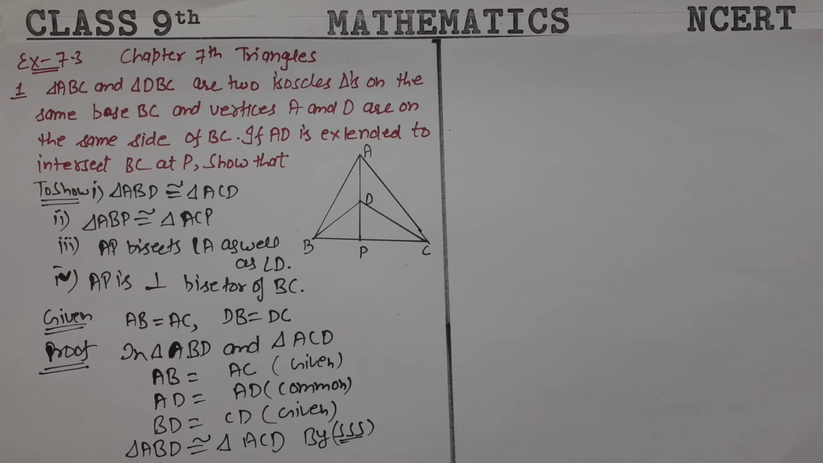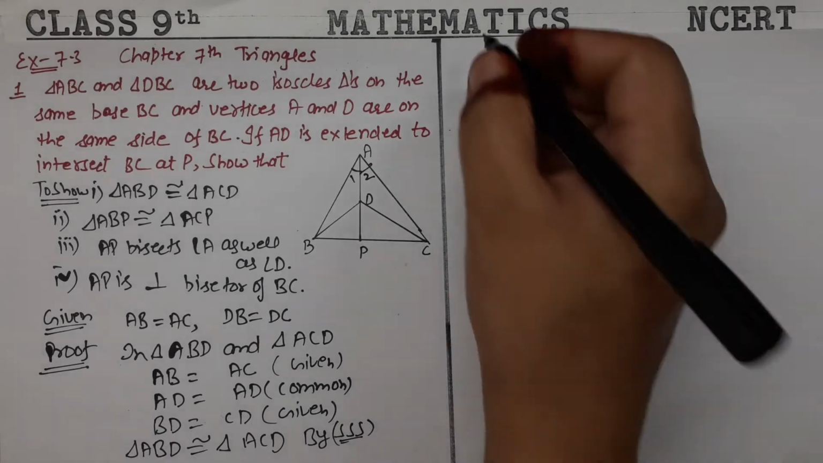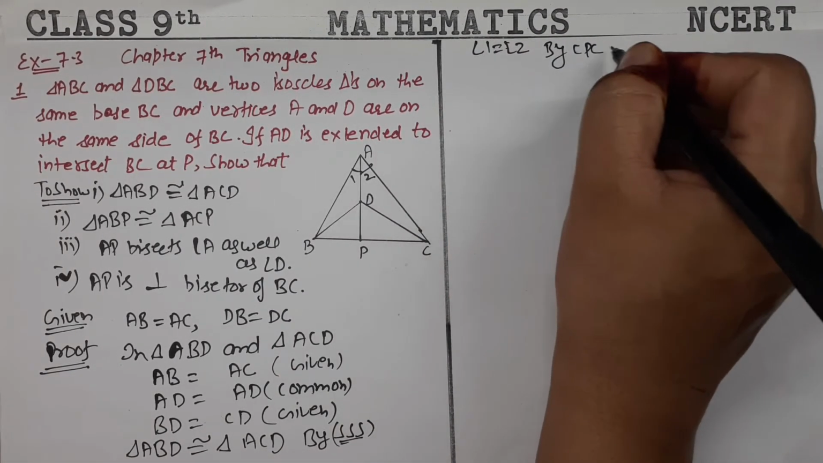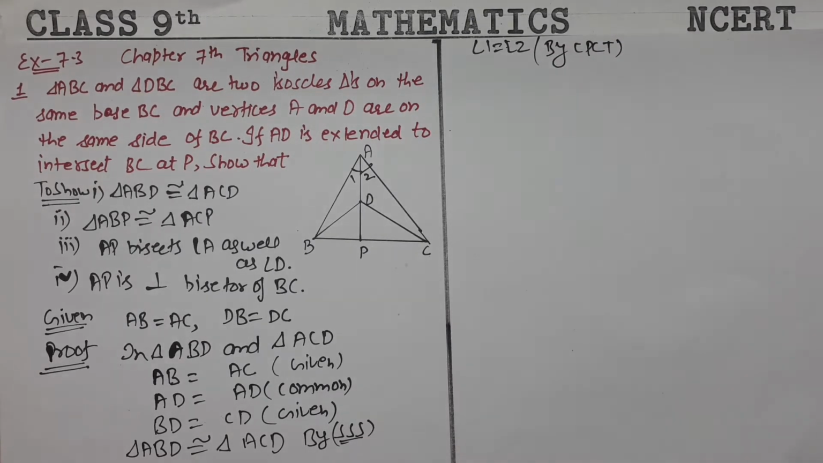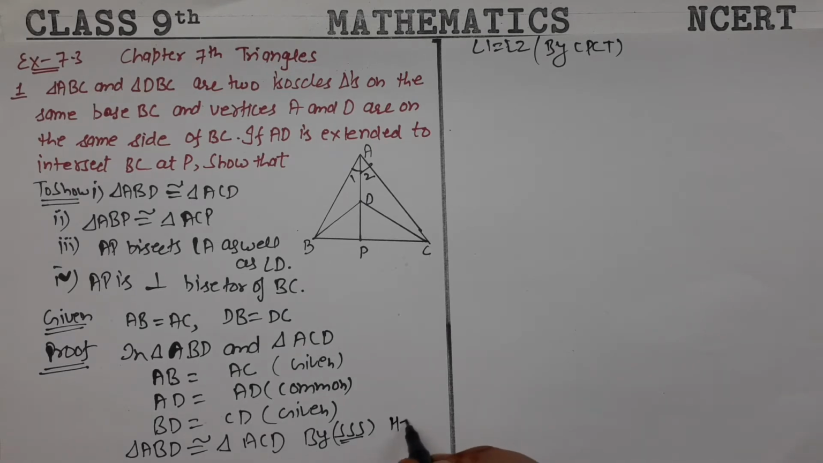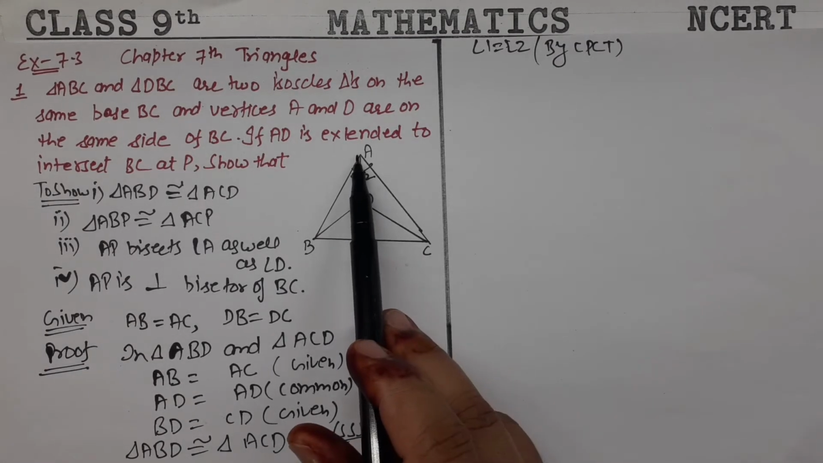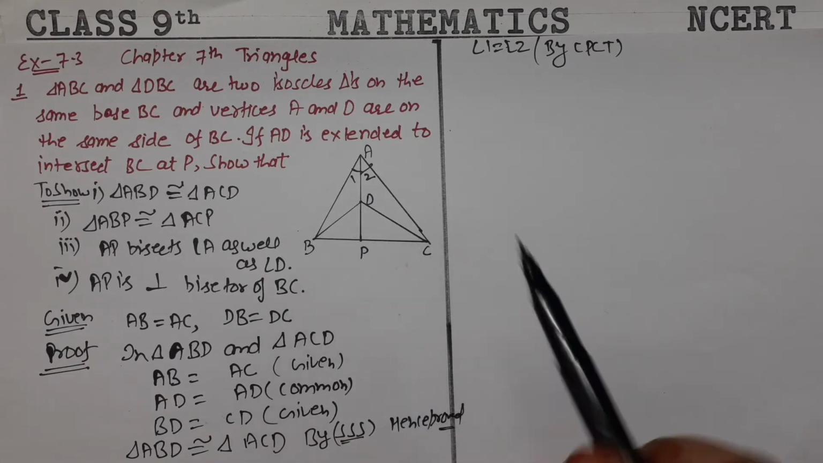Therefore, angle 1 equals angle 2 by corresponding parts of congruent triangles. First part proved. Now we come to part second. Triangle ABP and ACP.